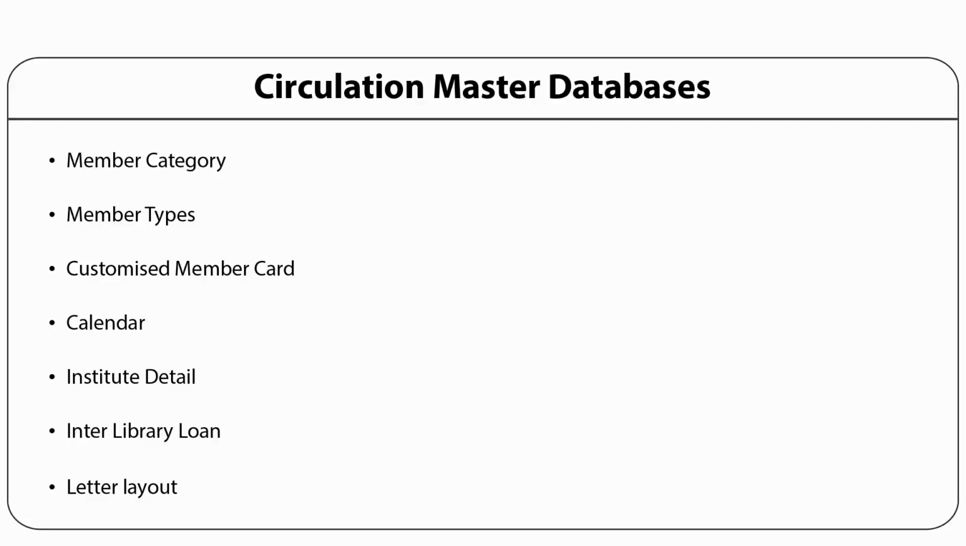And last, number 7 is letter layout. This master file stores predefined contents of various letters used in circulation. Each letter may consist of elements like letter number, letter title, customizable content, signatory, copy to, enclosure heading, enclosure contents, etc. The following letters are generally printed or sent to the users by email. Number 1, reminders to the members. Number 2, notices to reserves. Number 3, document recall letter.